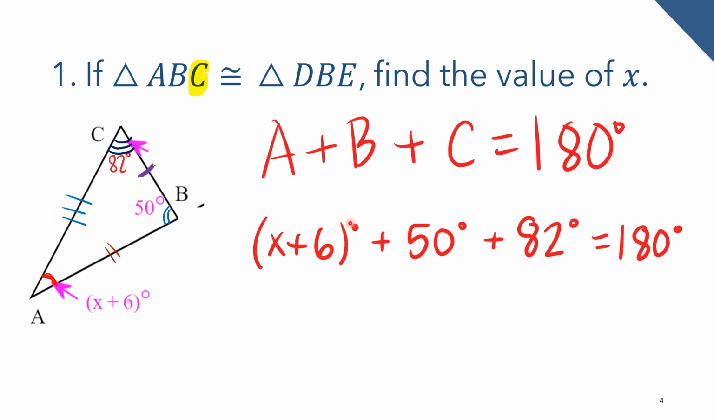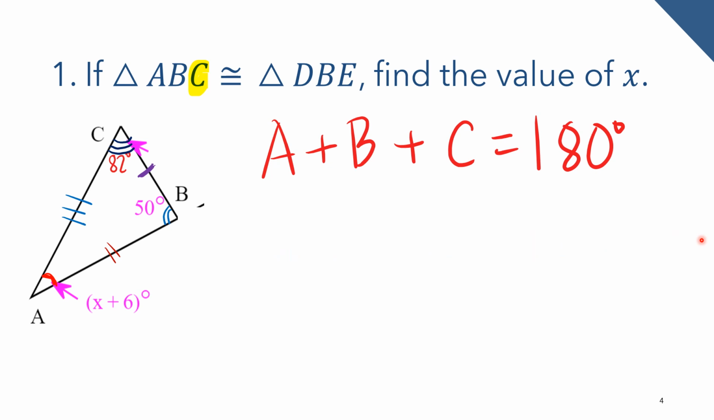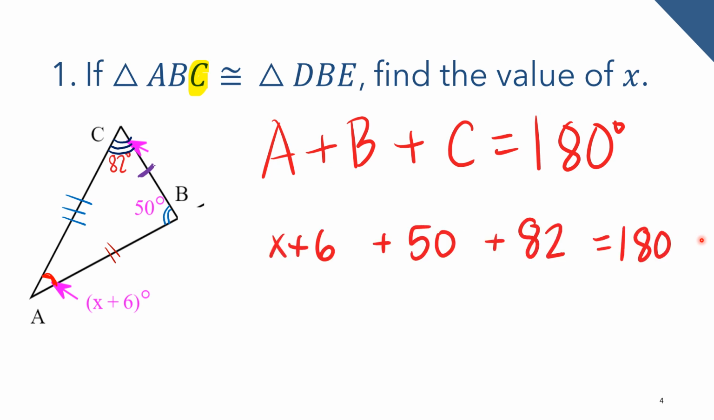You've got all this extra stuff in here: the parentheses and the little degree symbols. Let's just drop all of that. You don't need that to solve for x. We know that these are angles. And now this is just a basic algebra problem. You're going to add together the like terms, so 6 plus 50 plus 82. That adds to 138. So we have x plus 138 equals 180.